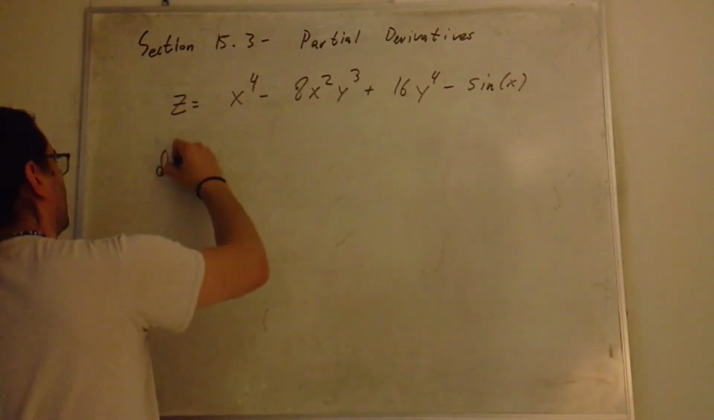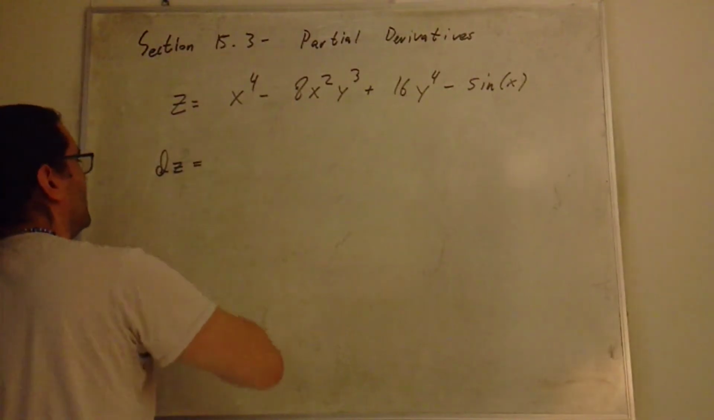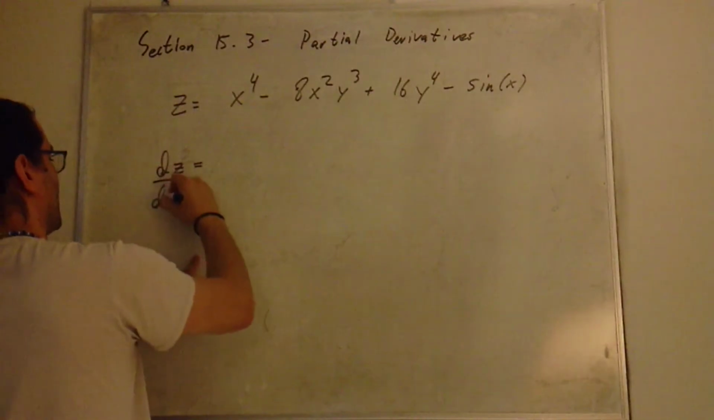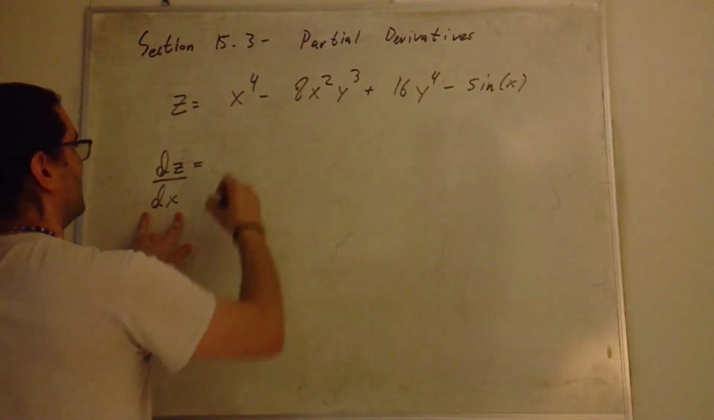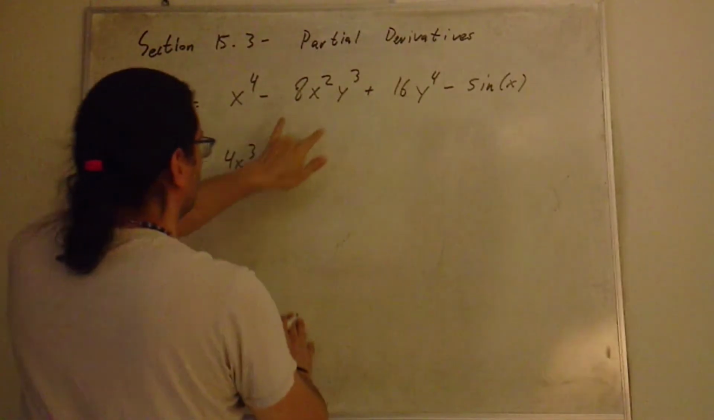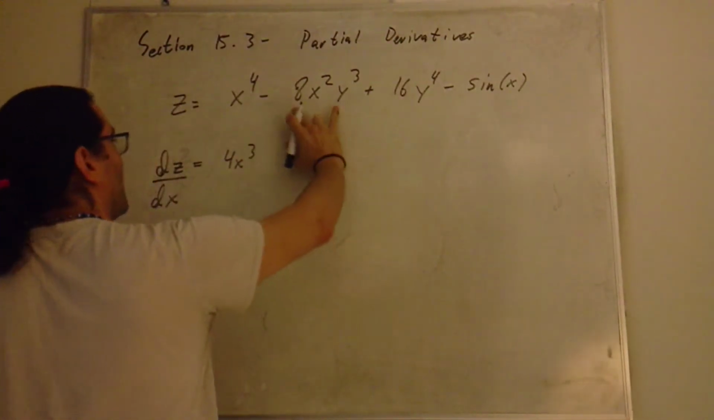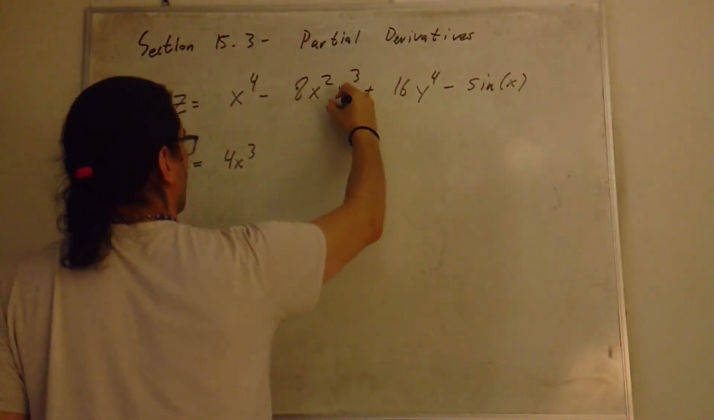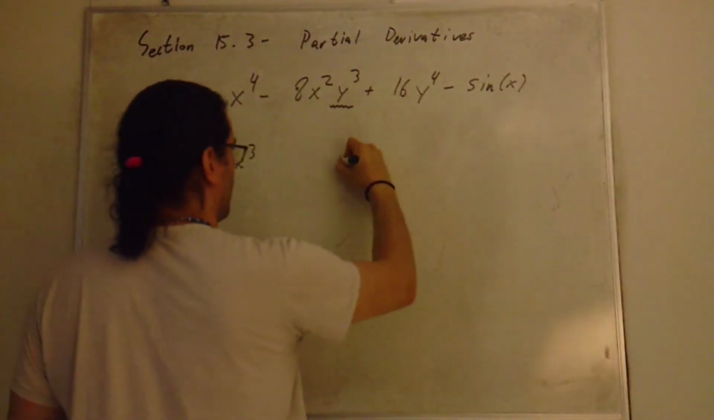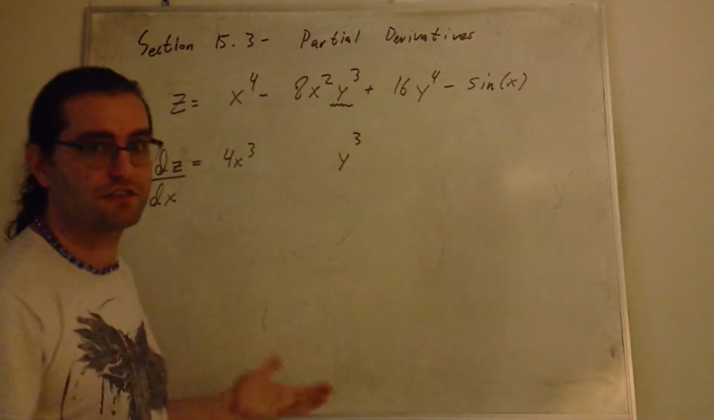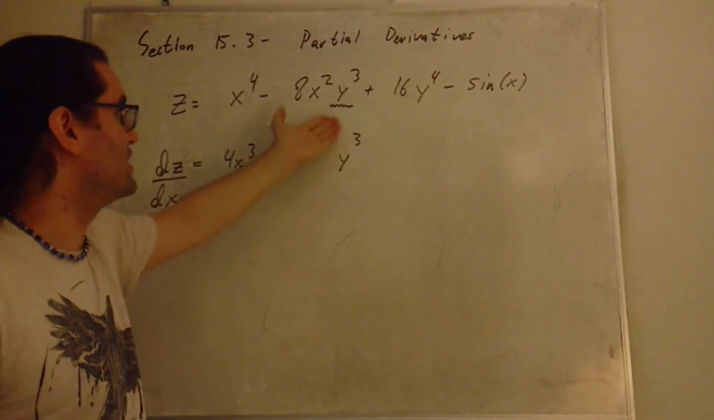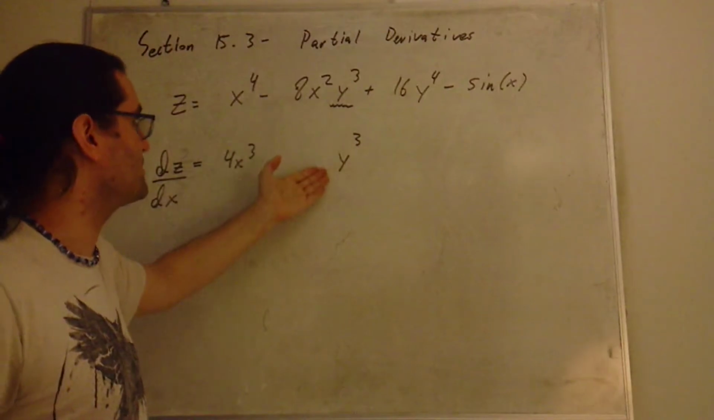I can find the derivative of z with respect to x. Let's do that one first. 4x cubed is the derivative of this with respect to x. In this one, I get to treat this y like it's a constant, which basically means I pretend it's part of the coefficient. Coefficients are safe, so it's just going to hang out. Nothing's going to change about this y cubed because it's sort of attached here.